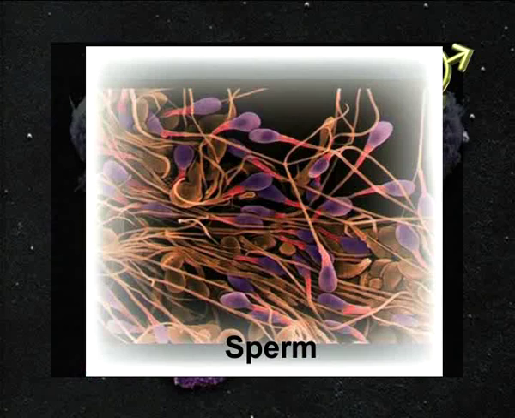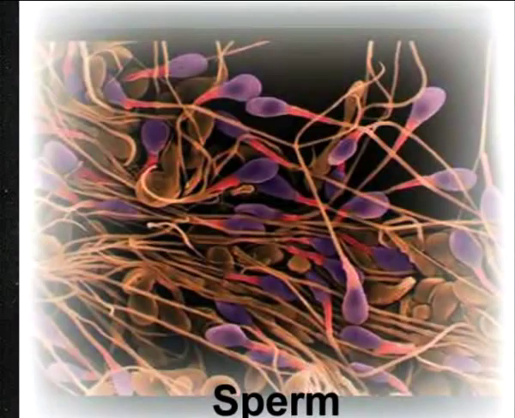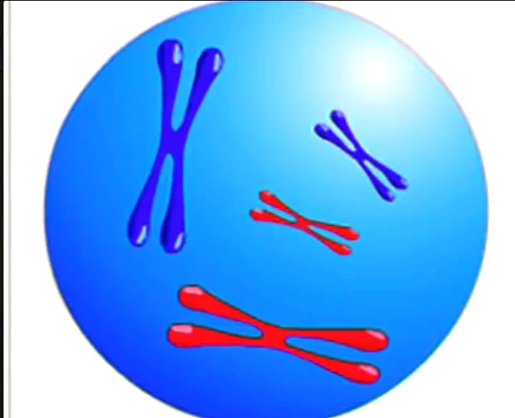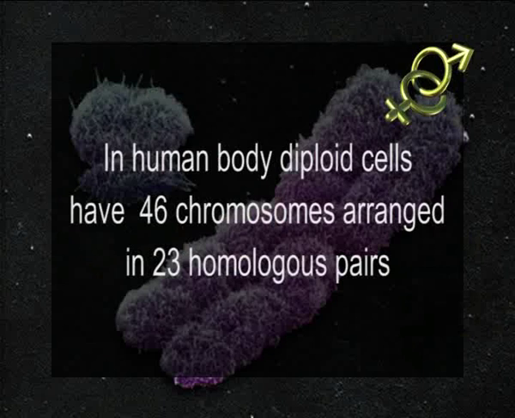Sex chromosomes are thus the chromosomes within a cell that determine the sex of an organism. In all organism cells, with the exception of the sperm and eggs and the gametophyte generation in plants, chromosomes are arranged in pairs called homologous pairs. Each chromosome in the homologous pair comes from a different parent. A cell that has both chromosomes of each homologous pair is a diploid cell. In the human body, diploid cells have 46 chromosomes arranged in 23 homologous pairs.